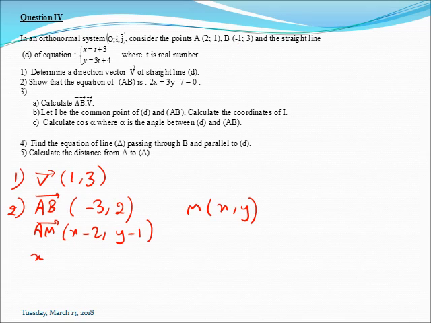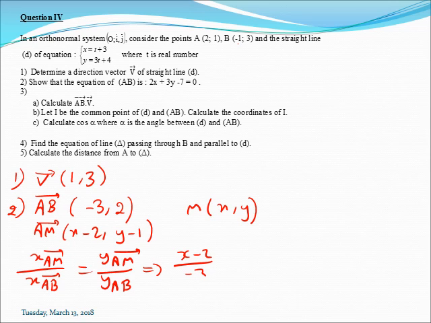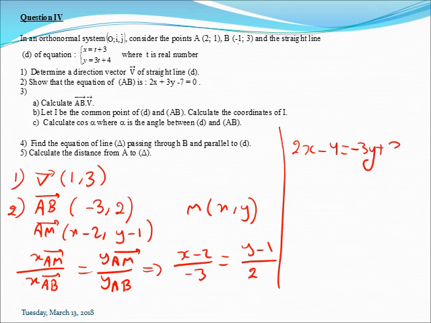Find the Cartesian equation: x of AM over x of AB equals y of AM over y of AB. So x of AM is x minus 2, x of AB is minus 3, y of AM is y minus 1 over y of AB is 2. Cross multiplication: 2x minus 4 equals minus 3y plus 3. 2x plus 3y minus 4 minus 3 equals 0. So 2x plus 3y minus 7 equals 0. So it's verified.